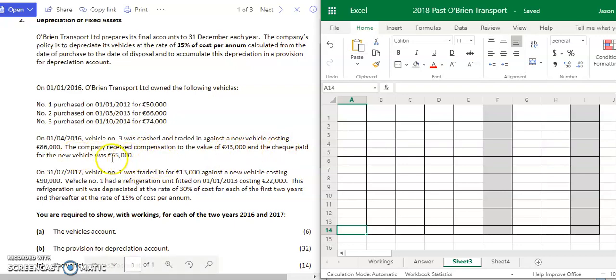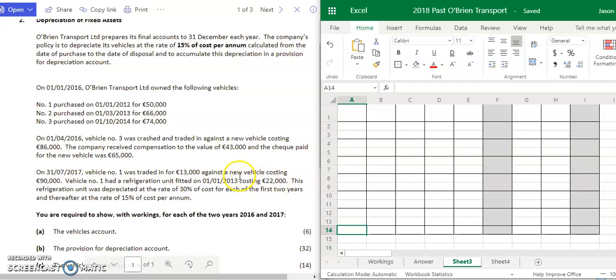So we can identify that it cost us 86. So we just paid a check for 65. So we got a trade in for 21,000. So we just take 86,000 away from 65. And then vehicle number 1 was traded in for 13,000 against a new vehicle costing 90,000. That's going to be vehicle number 5. And it's telling us here that it had a refrigerator unit put in on the 1st of 1st, 2013, costing 22,000. So that's going to increase the value of that asset.